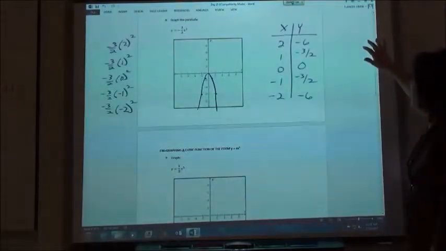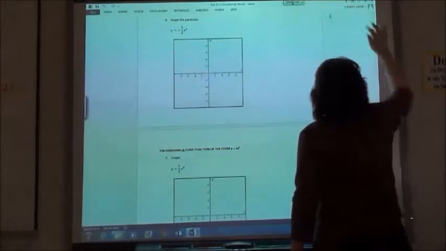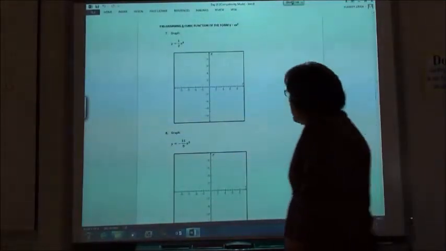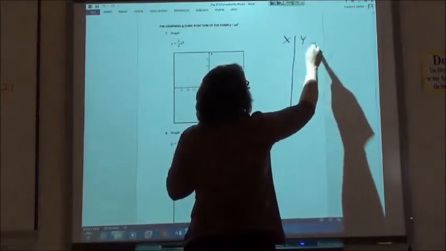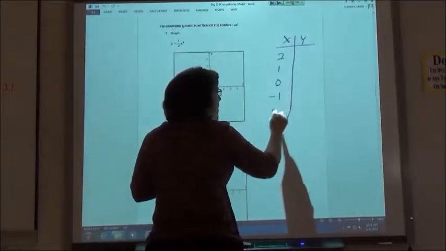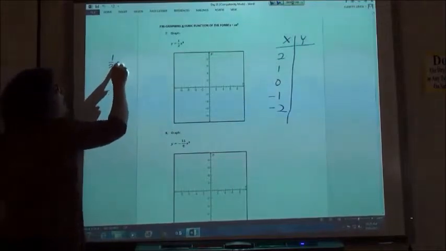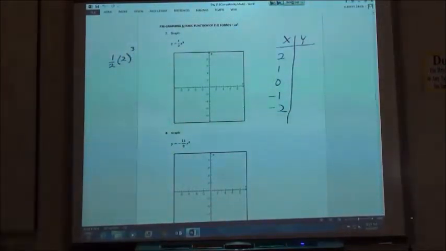Now, number 7, we're basically going to do the same thing, only now we're going to cube it instead of square it. So when we make our table, we're still going to use the same numbers we did before: 2, 1, 0, -1, and -2. So we're going to do 1/2 times 2 to the 3rd power. The x cubed button is way over here on the side, underneath the on.